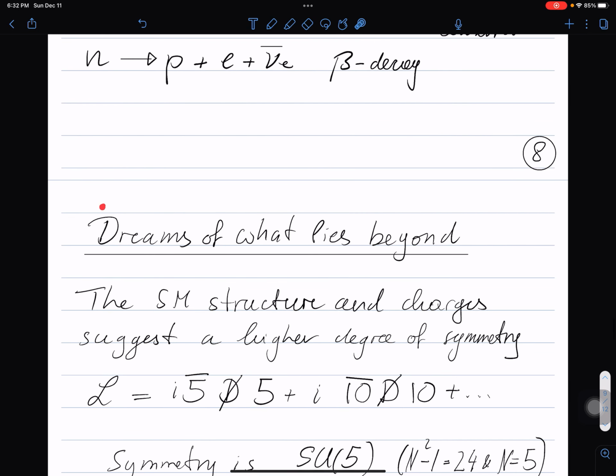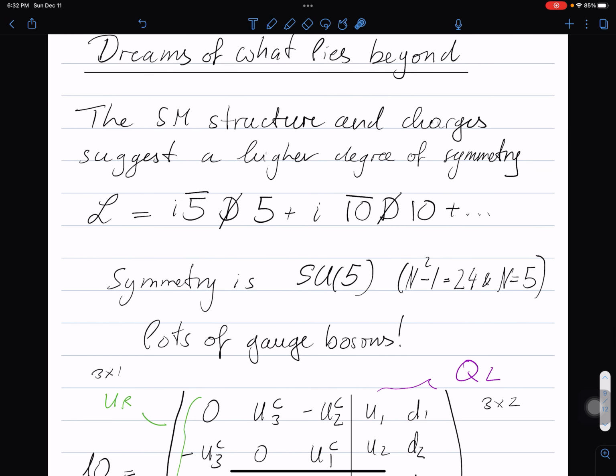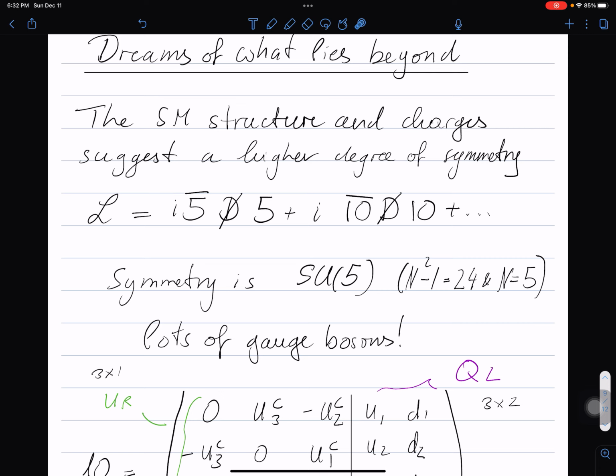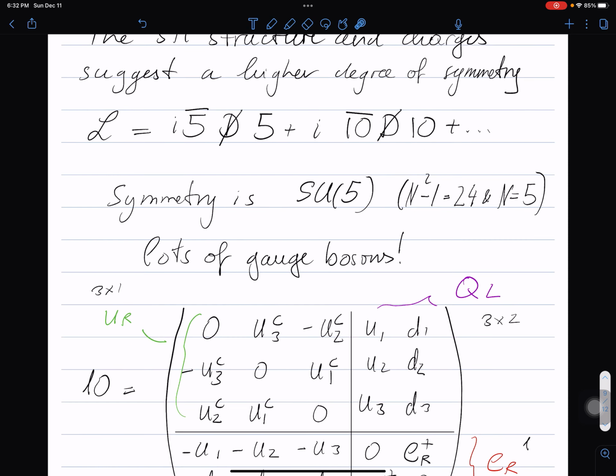Let us just dream of things that could lie beyond the standard model structure. One beautiful fact about the standard model is that the quantum numbers could be embedded in something larger. Abstractly, you could think of fermion multiplets that are 5 and 10, or better to say 5 bar and 10. And the symmetry is then SU(5), the total symmetry of the theory. That is the only force that acts and contains all the other forces as sub-elements.